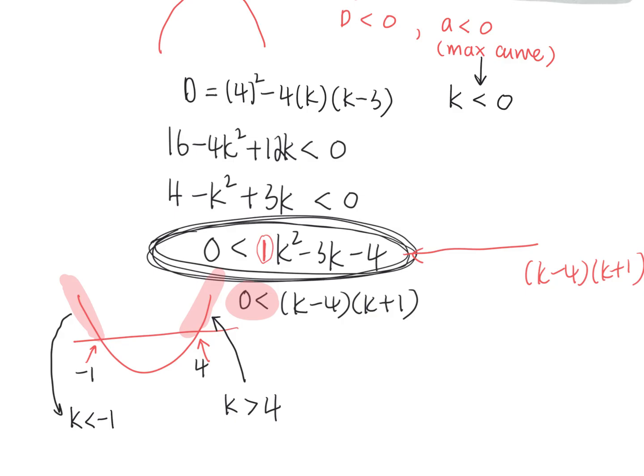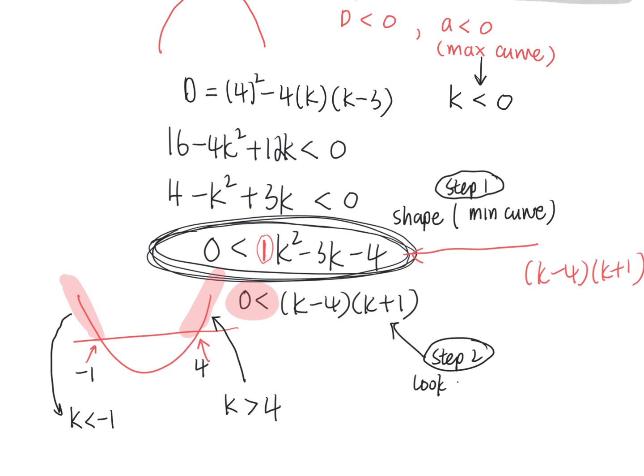So again, the first thing you decide is the shape, which you know is a minimum curve. This is step 1 when you are solving a quadratic inequality. Step 2, you look at your x-intercepts. Okay, look at your x-intercepts.